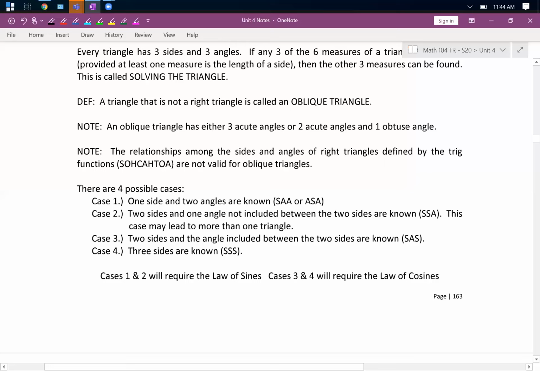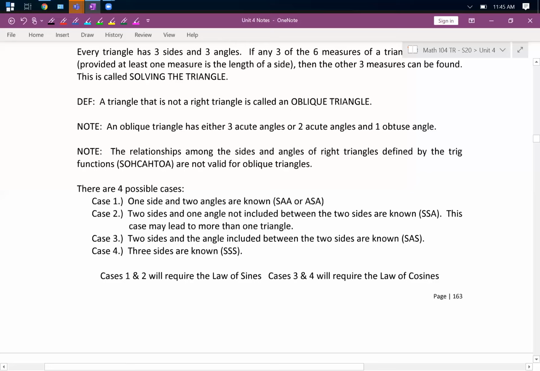There are 4 possible cases for oblique triangles, like the information we could be given out of the 6 possible measurements. We could have 1 side and 2 angles, and that could either be arranged as side angle angle or angle side angle. We could have 2 sides and 1 angle not included between the 2 sides. That's SSA, side side angle. This case can lead to more than 1 triangle. We'll talk about that case next week.